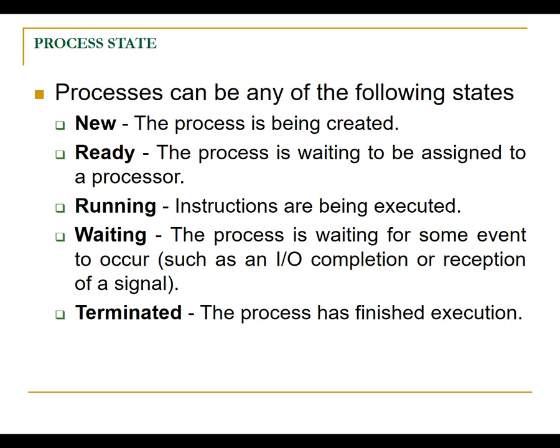In the process state diagram, one component is called new, which indicates that the process is being created. The second component is ready. That means it is a waiting stage where this entire bunch of processes is in a waiting queue to be assigned to the central processing unit. The third one is running.